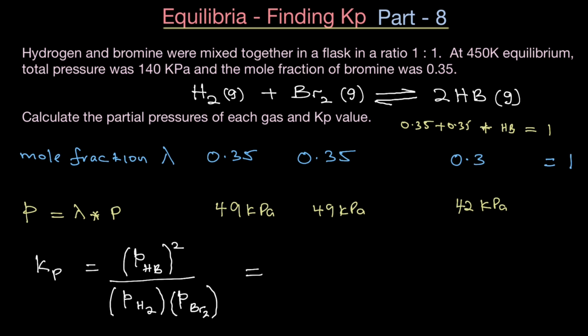To find the Kp, we will have for the hydrogen bromide 42 kilopascal squared over 49 kilopascal times 49 kilopascal. And that will give 0.735. There's no unit, because the unit for the top is to power 2 and the bottom is power 1 and power 1. Again, the bottom unit is power 2, so the 2 cancel out, so that there's no unit in this situation. So the Kp has no unit.